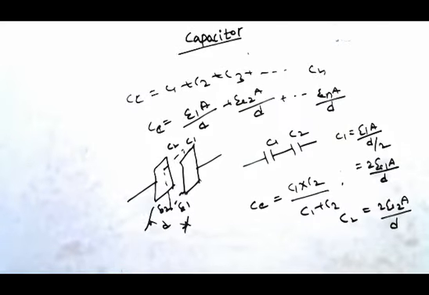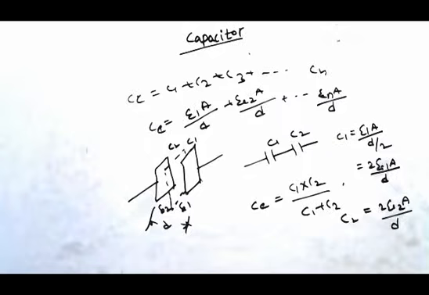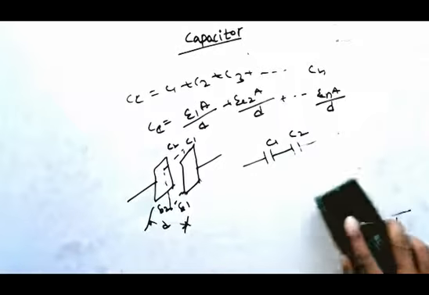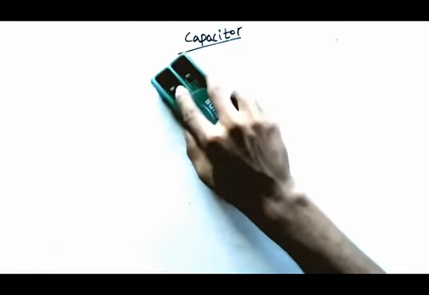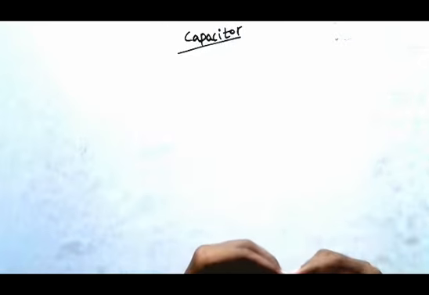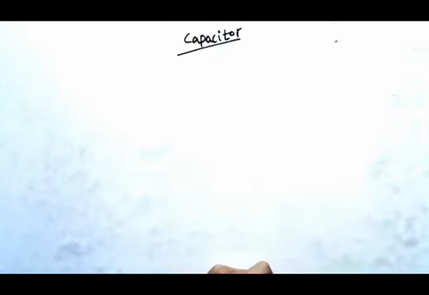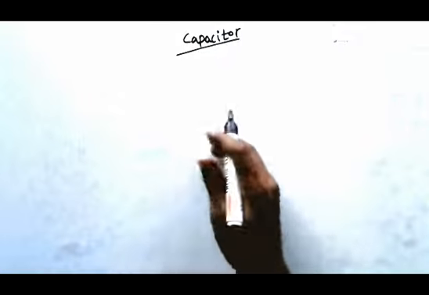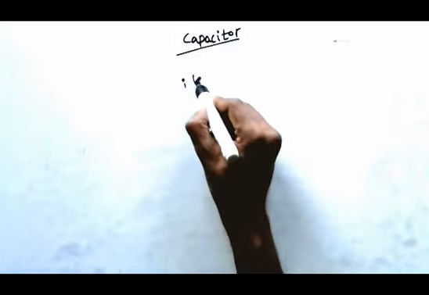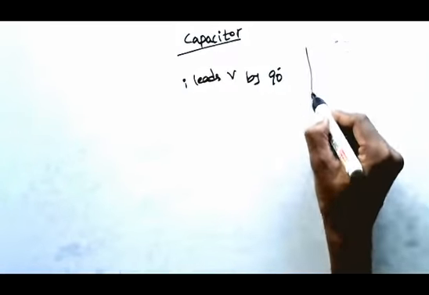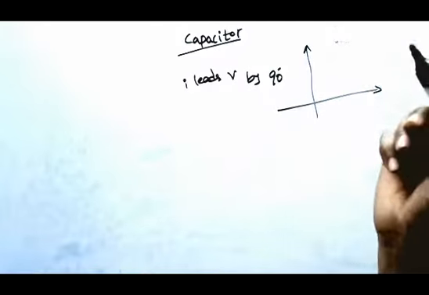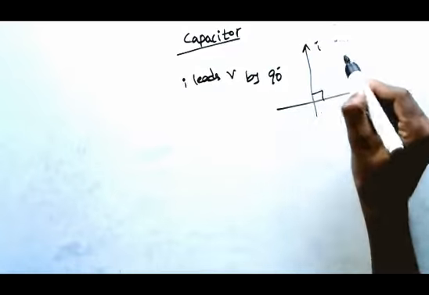A capacitor can also be used in AC circuits as an integrator and differentiator, depending upon the output voltage or current and how it is connected. In a capacitor, current leads the voltage by 90 degrees. So in an ideal capacitor, I leads V by 90 degrees. This is the phasor diagram, I and V.